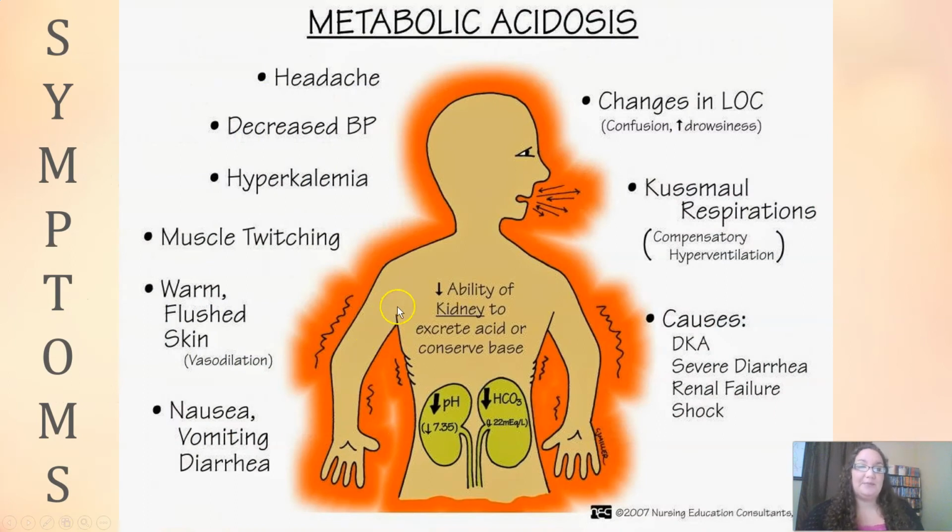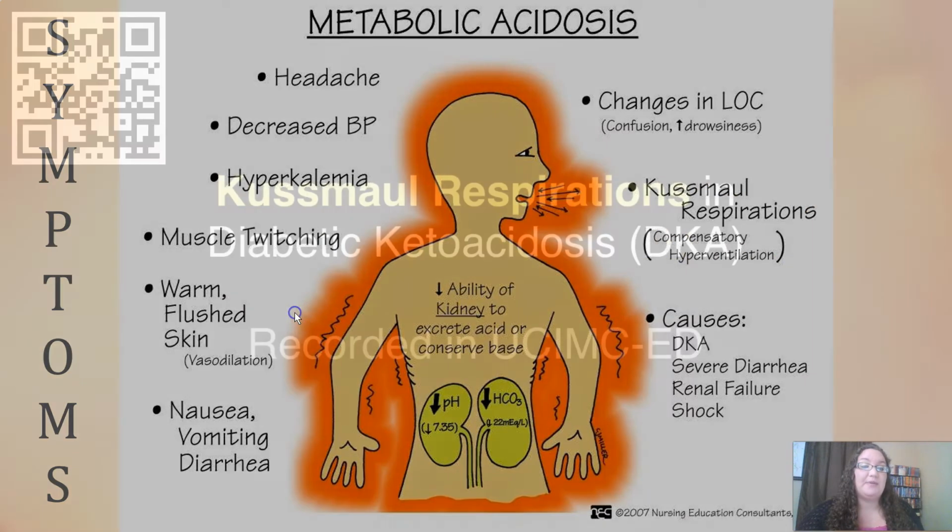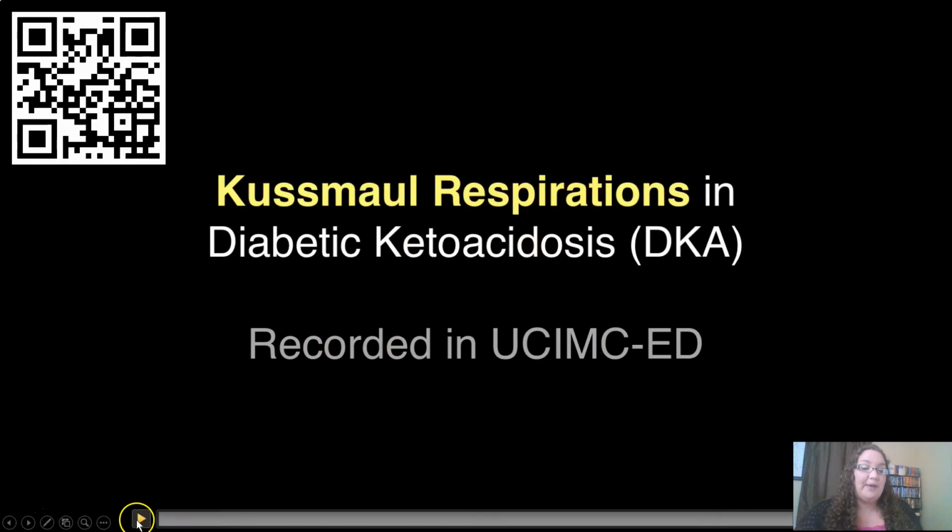So what are some symptoms? Headache, decreased blood pressure, changes in level of consciousness, but the main ones, hyperkalemia. Remember, the kidneys cannot excrete the hydrogen ions, that being a potassium, and it builds up and builds up. So we have too much potassium, and potassium is a huge helper with muscles, so you end up having muscle twitching, and you get warm, flushed skin, and most of all, we have those Kussmaul respirations, those compensatory breathing patterns where the body is trying to blow off too much acid.